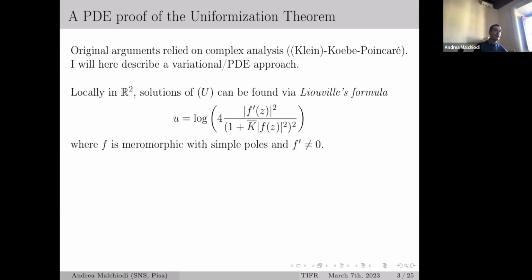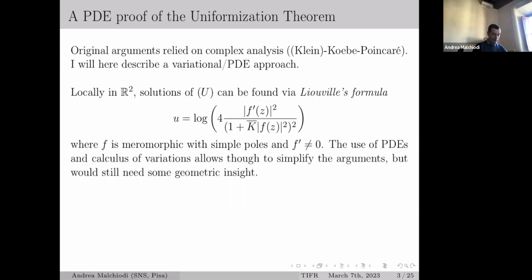Okay, first of all, locally, there is a standard way to solve Liouville equations, and this can be done by complex analysis. So you consider meromorphic functions with simple poles and with f prime different from 0. And then locally, using this formula, you can find solutions to the Liouville equation. But the problem is to somehow patch such solutions on a whole surface. Okay, so you can use some PDEs, but as we will see at the very end, you would also need some geometric insight to resolve mostly the compactness problem.